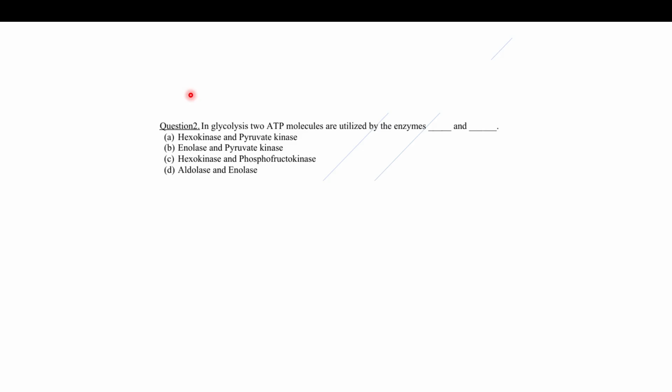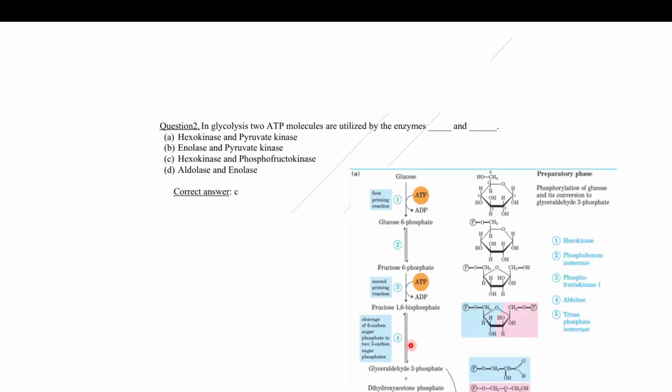Now in the glycolytic pathway, we saw two molecules of ATP being utilized by the enzymes dash and dash. If anybody remembers or recalls, can someone answer? So the answer is, this is the preparatory phase, so ATP molecules are getting utilized here.